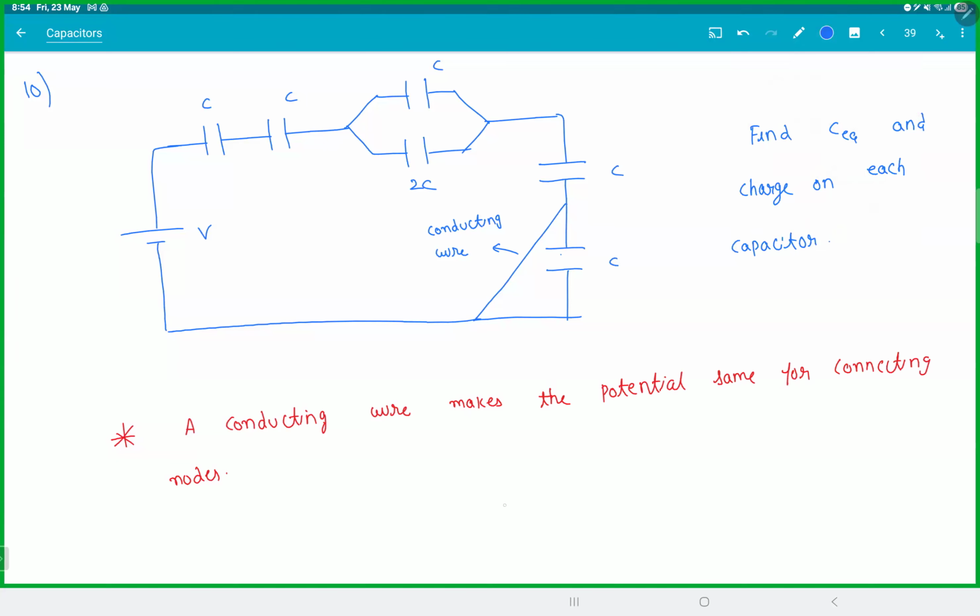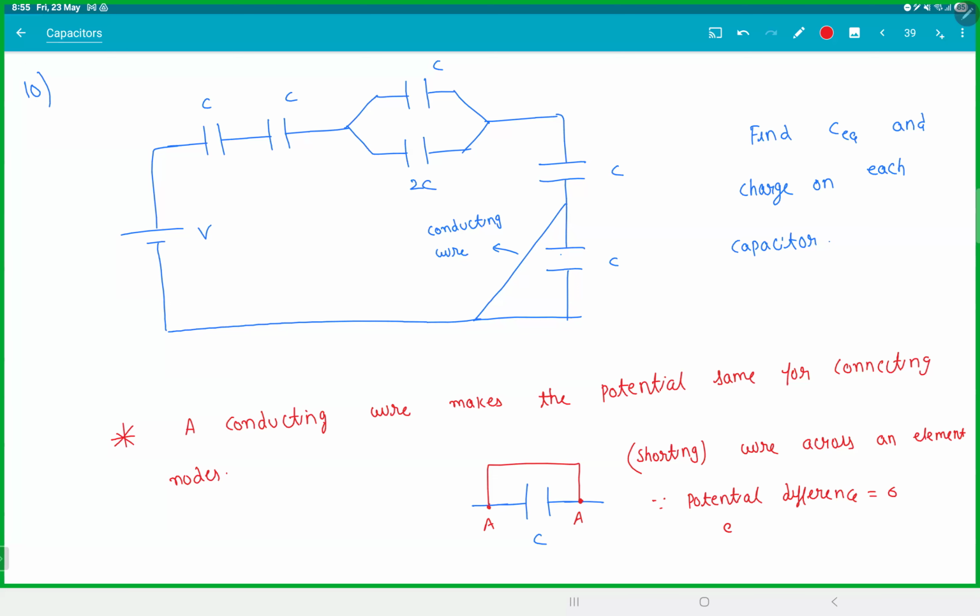Now, if you take an element like a resistor, capacitor, anything, and you put a wire across this, what you did is you made this point and this point the same potential. This phenomenon is called shorting. So if you put a wire across an element, since the potential difference is zero, the charge on the capacitor is zero. If there is no charge, then the capacitor is useless. That means you can just ignore the capacitor.